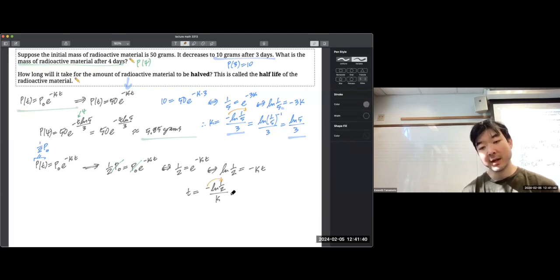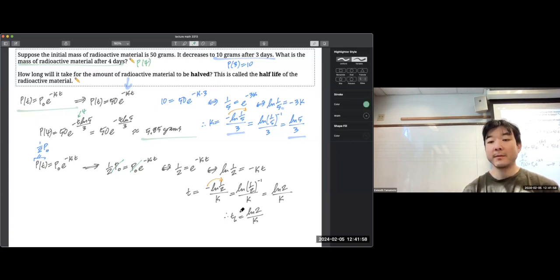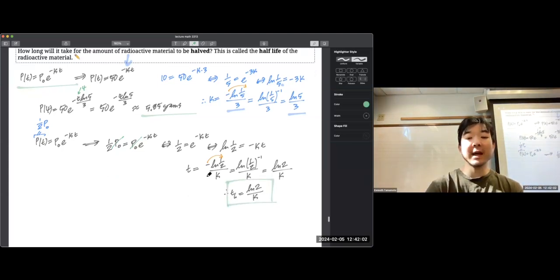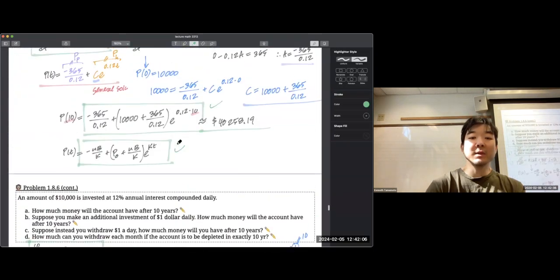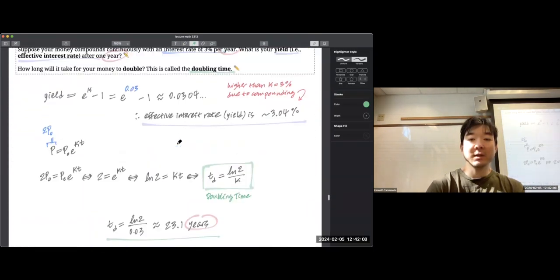And then you could also pull this negative up as an exponent. So then you'll end up getting ln of one half raised to the negative 1, over k. But one half raised to negative 1 is the same as 2, so it's going to be ln of 2. So therefore your half-life is just ln of 2 over k. And you'll probably notice that ln of 2 over k is actually the same as the doubling time expression.